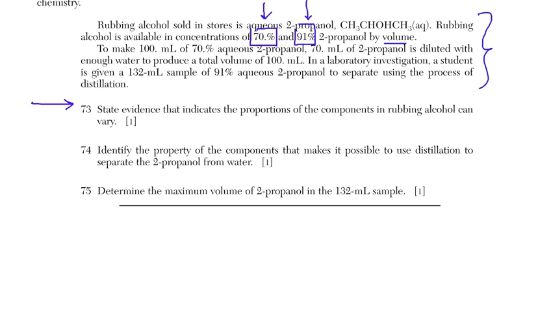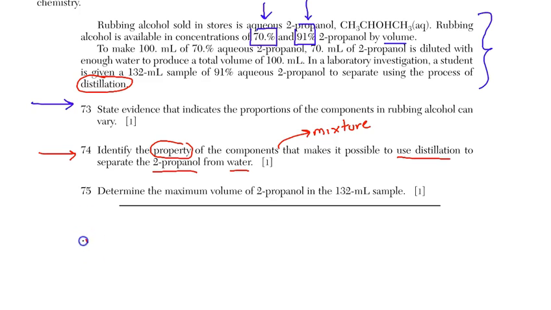74. So 74, identify the property, okay? Again, they're telling you how they want you to answer. Of the components of the mixture, they're not really saying that, but it's a mixture of rubbing alcohol and water that makes it possible to use distillation to separate these 2 from each other, okay? Well, distillation is something you have to know. Distillation, and we did this in class, so we should have seen one.